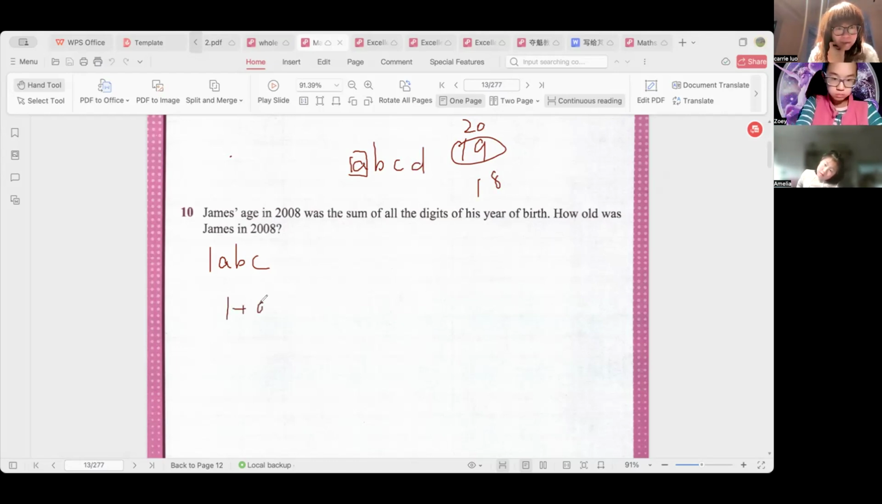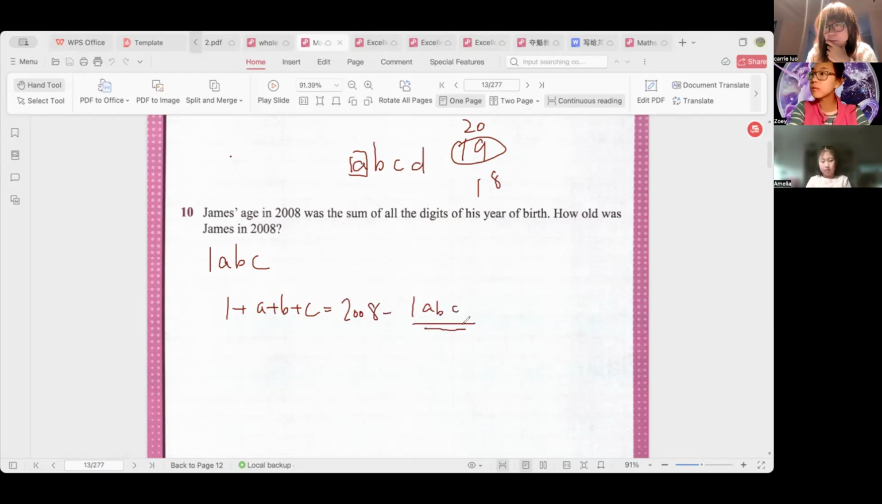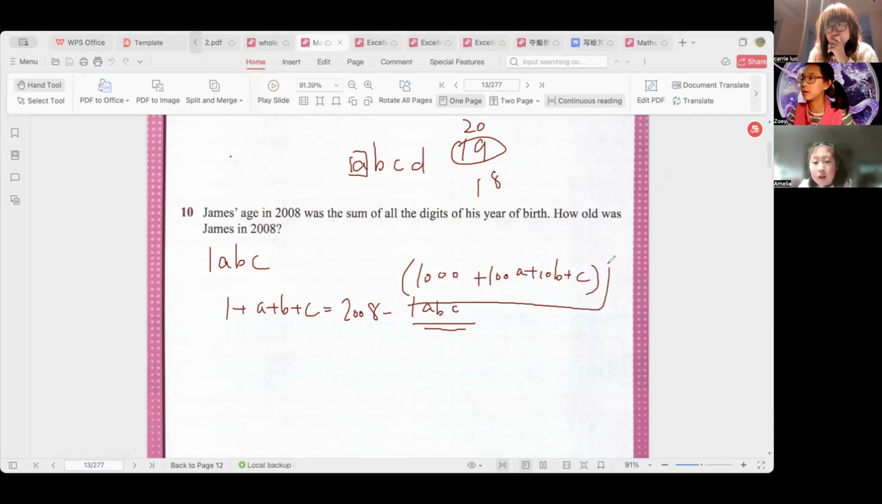That means 1 plus A plus B plus C equals what? Equals 2008 minus 1ABC. Okay, Amelia, you need to see here: is it minus 1ABC, or minus 1000 minus 100A minus 10B minus C? Which one is right? This one, right? Because 1ABC does not represent any numbers by itself, it actually represents 1000 plus 100A plus 10B plus C.